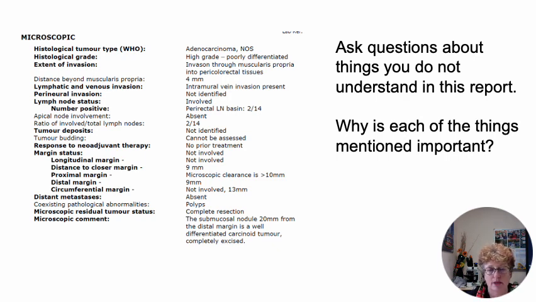So the longitudinal margins, this is the proximal and distal margins, were not involved by 9 millimeters microscopically. So it was 15 millimeters macroscopically, but it's 9 millimeters microscopically. The circumferential margin is the margin around the rectum here. Remember, it's below the peritoneal reflection. So there's a cut margin, and that was 13 millimeters, which is acceptable.